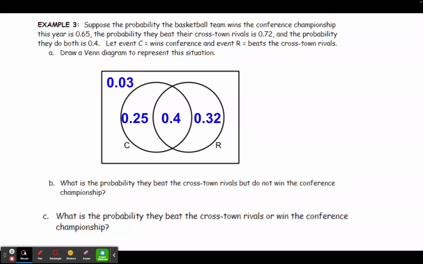Part B asks, what is the probability they beat their crosstown rivals but do not win the conference championship? That would mean in circle R, but not in circle C, and that would be the 0.32. Part C is asking us for or, the probability they beat their crosstown rivals or win the conference championship. And again, remember, anything with or means the total of everything inside the circle. So 0.25 plus 0.4 plus 0.32.